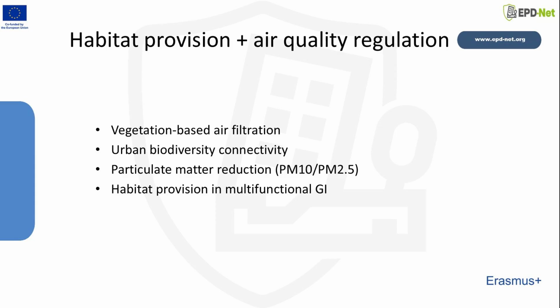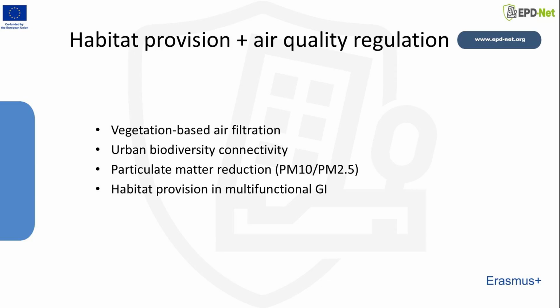Multifunctional green infrastructure can simultaneously create habitat for urban biodiversity while improving air quality through vegetation-based filtration and microclimate regulation. Tree canopies, mixed shrub layers and herbaceous ground covers capture particulate matter, PM10 and PM2.5, absorb gaseous pollutants such as nitrogen oxides, and reduce resuspended dust along transport corridors. Zulian et al., 2007, European Environment Agency, 2011.